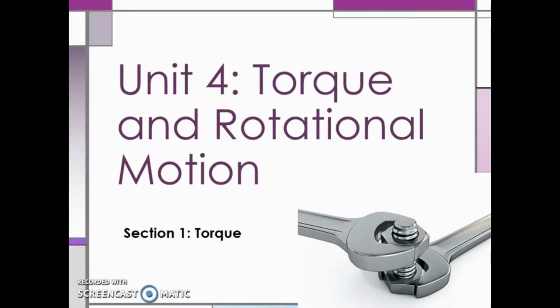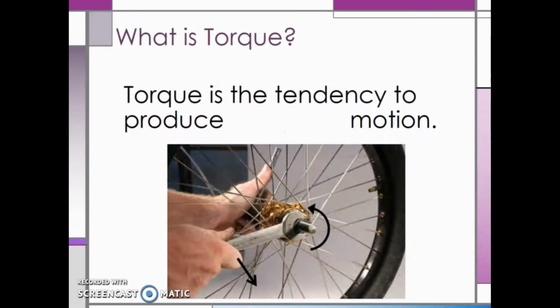The purpose of this section is to familiarize you with the topic of torque. Before we can do much else, we need a definition for torque. Torque is the tendency to produce rotational motion. Torque is a mathematical expression for a rotating or twisting force around a pivot point. In this picture, we apply a force to the wrench and we rotate the nut to tighten it.